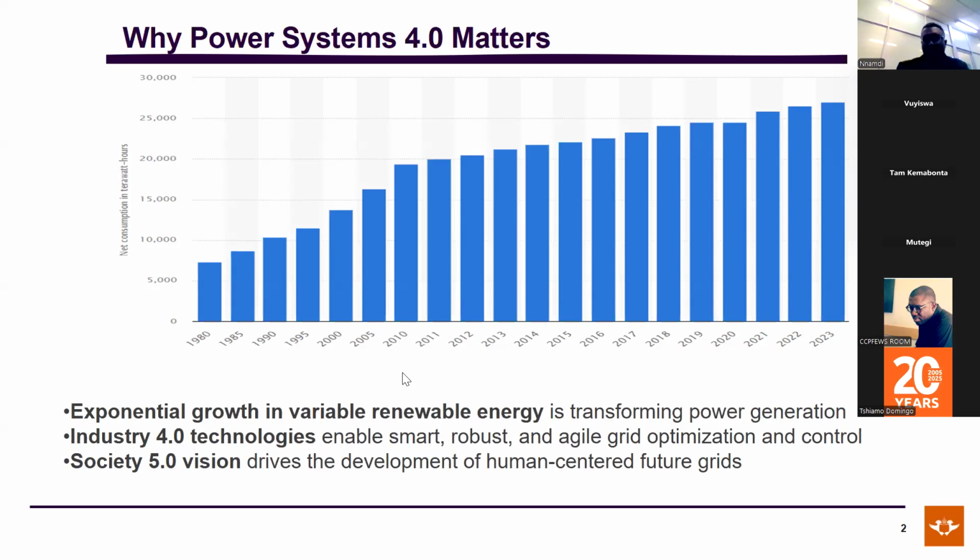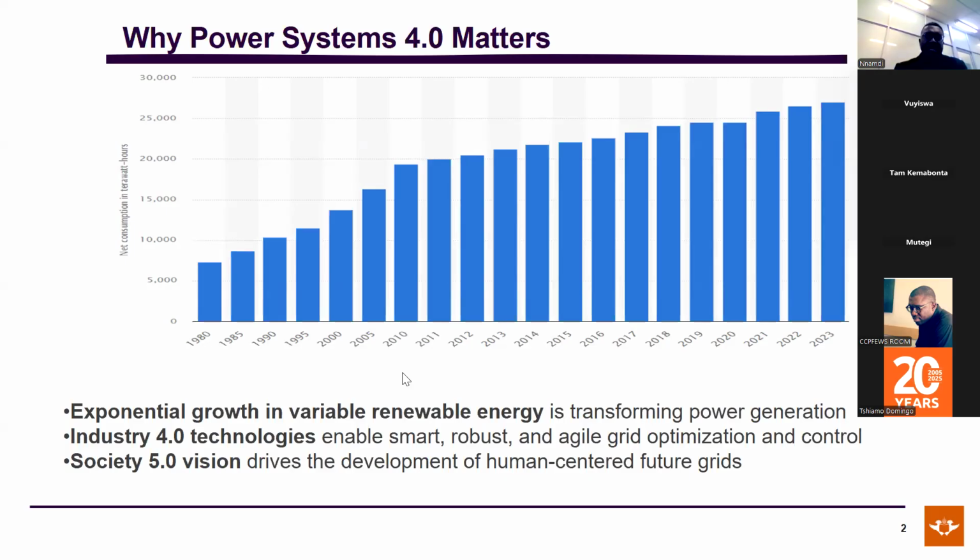However, renewable energy growth is just one piece of the puzzle. We also have three major forces converging simultaneously. The first is the exponential growth in variable renewable energy, like I mentioned, which is fundamentally transforming how we generate power. Traditional baseload generation is giving way to intermittent sources that require completely new approaches to grid management.